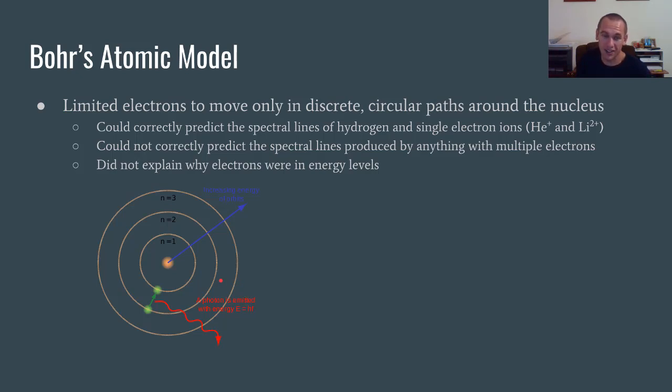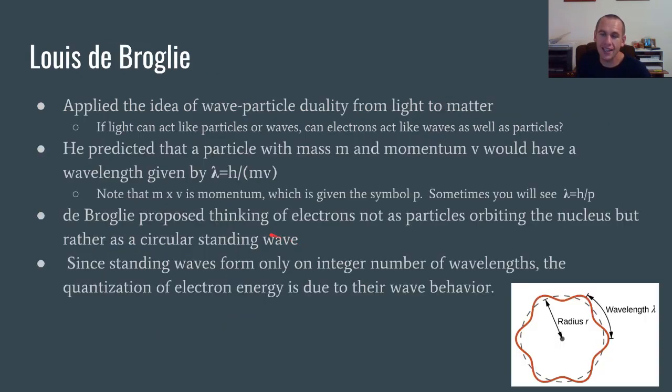Now, Bohr's model didn't tell us why these different energy levels existed, just that they existed, and Bohr's model also couldn't explain the spectral patterns emitted by atoms with more than one electron. So some more refinement was needed, and that came from the French chemist, physicist Louis de Broglie. I don't know how to say that, I'm not French. He said, well, let's take the wave-particle duality from light and apply it to matter.